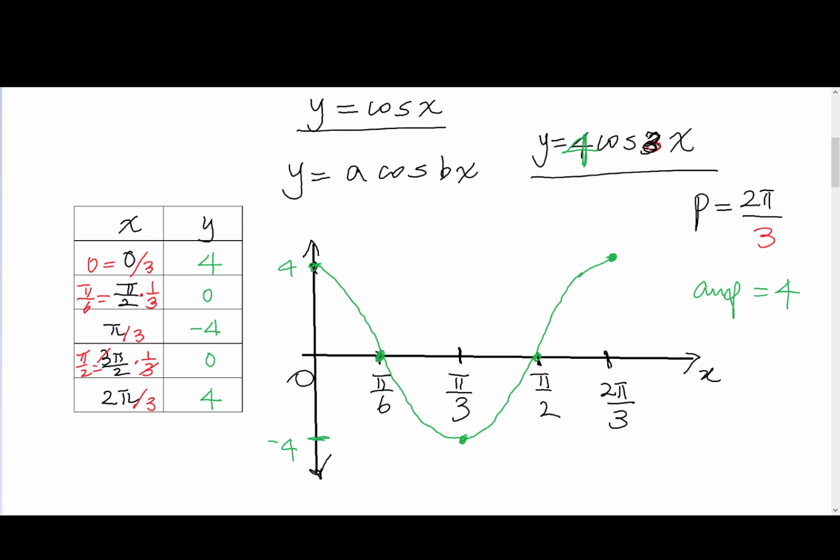So don't forget, the coefficient of x, b, will change the period to 2 pi divided by b. If b is 3, the period is 2 pi divided by 3. The absolute value of the coefficient a is going to be your amplitude. So that will be your period and that will be your amplitude for any other examples. What I drew is the graph of y equals 4 times cosine 3x.